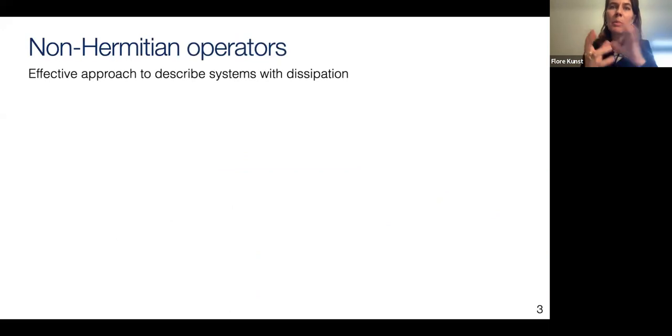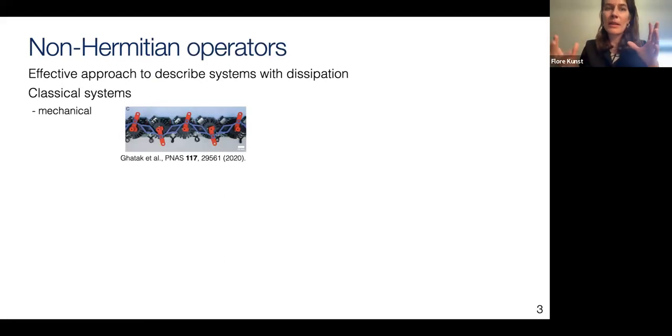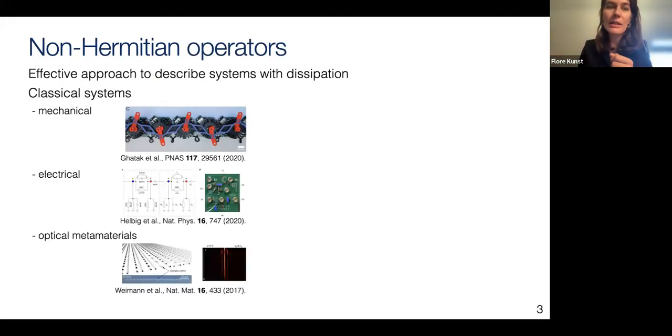One should think of these non-Hermitian operators or matrices as an effective approach to describe systems with dissipation. They have many applications, particularly in classical systems. For example, they appear in mechanical metamaterials, they govern electrical circuits, but also optical metamaterials. And this is also why I'm at the Max Planck Institute for the Science of Light. Non-Hermiticity appears in many optical systems, because when you have photons, you always have loss. Here is an example of an optical waveguide lattice where the wiggly waveguides are lossy. This is governed by a paraxial equation, which looks like a Schrödinger equation. And because of the lossy waveguides, you then have an effective non-Hermitian Hamiltonian.